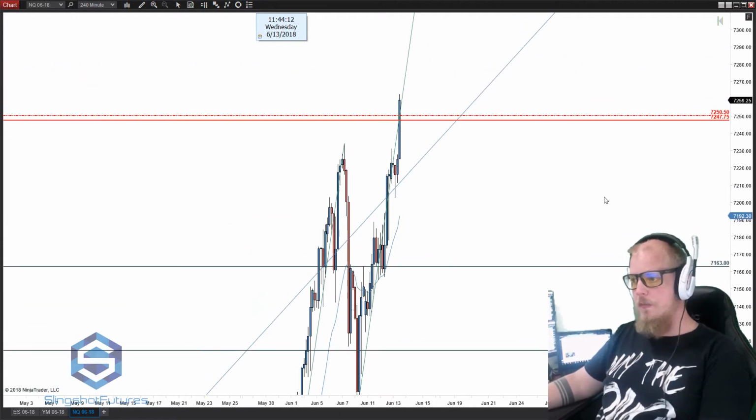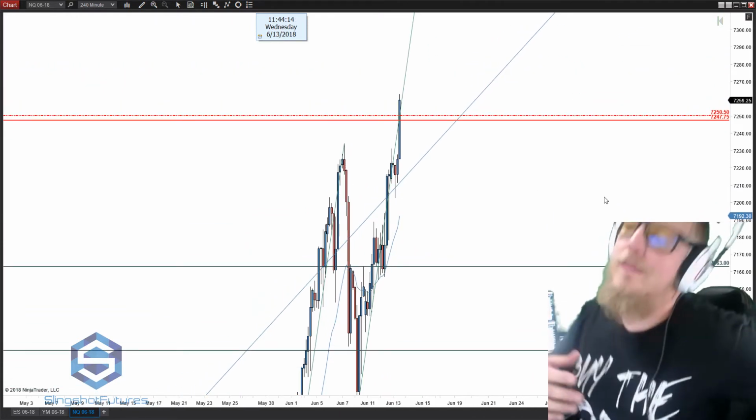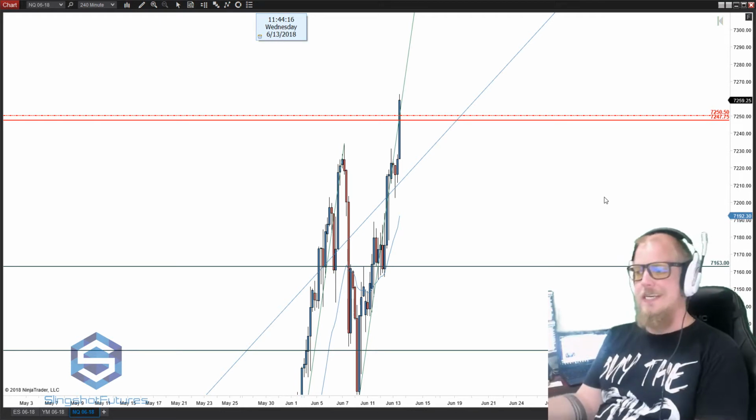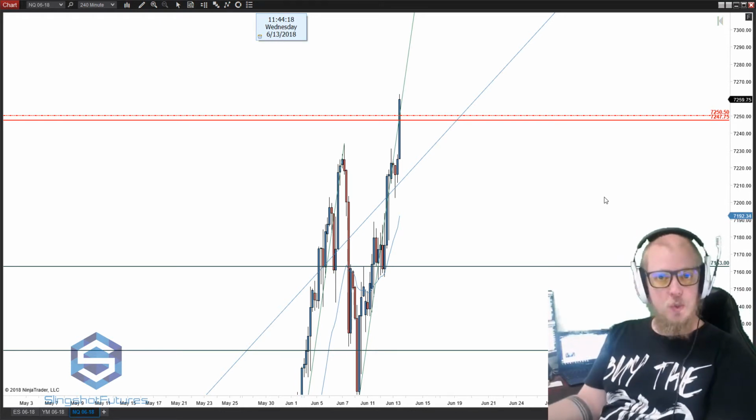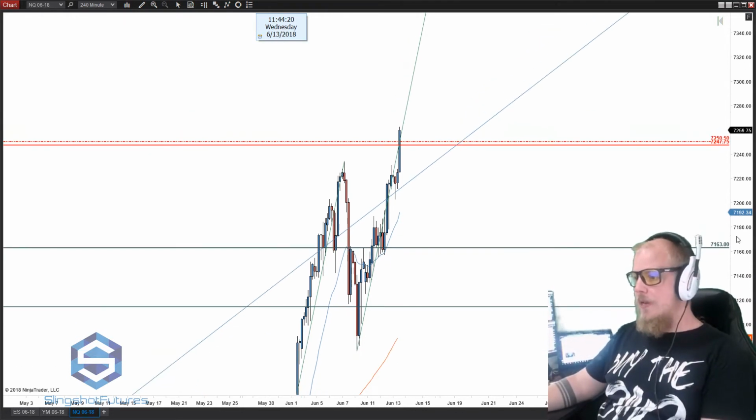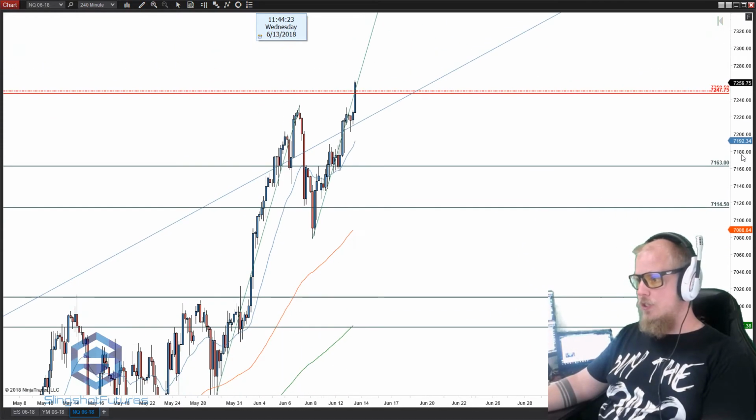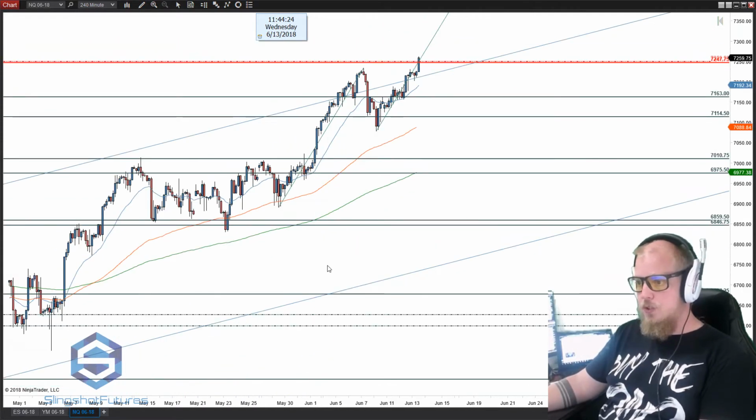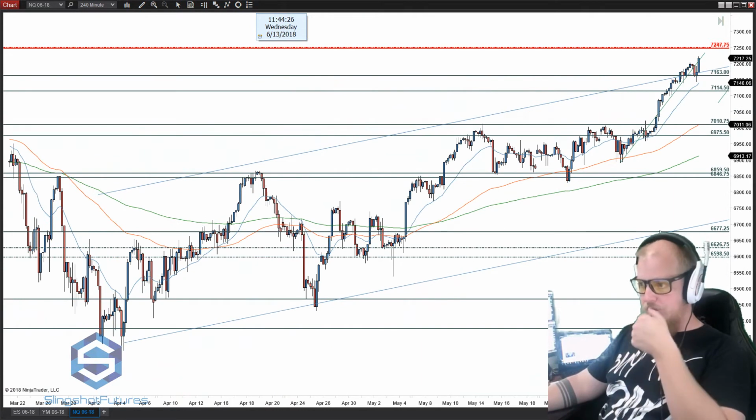Market structure. Remember, a lot of folks look at this and say, well, there's not much we can do because there isn't any market structure up here. That is true. The market's never been here before, but we can still use previous market structure to give us some clues in potential target areas. So let's look backward a little bit further here.